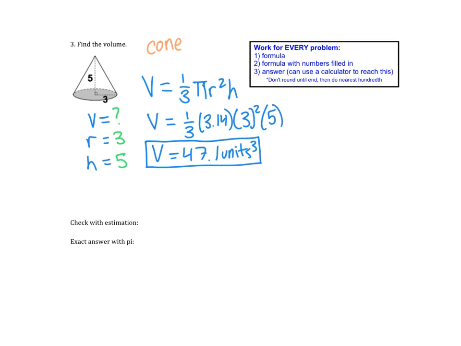As always, we want to check with estimation. So I have 1/3 times about 3 times about 9, or exactly 9, times 5. Since those will cancel, I'm going to get approximately 45. So I know that my answer was correct.